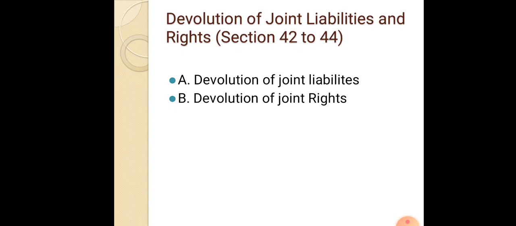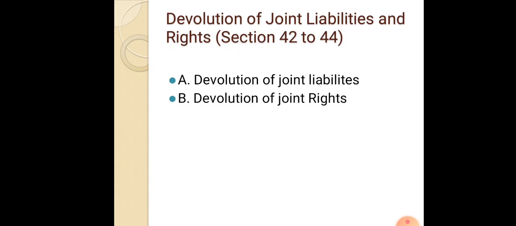The release of one of the joint promisors by the promisee does not discharge the other joint promisors. Thus, if one of the joint promisors becomes insolvent, the other joint promisors will not be discharged. So this is about devolution of joint liabilities. Now we'll talk about devolution of joint rights, that means passing of joint rights.